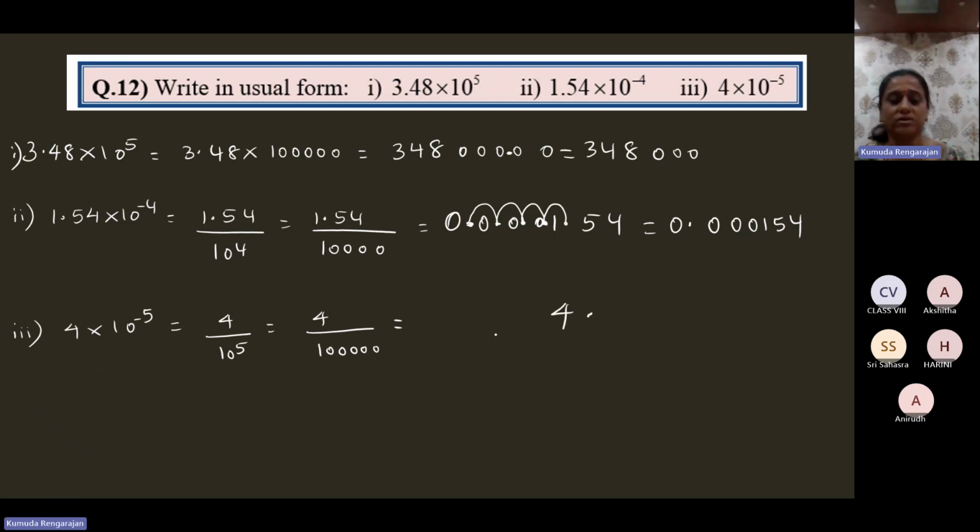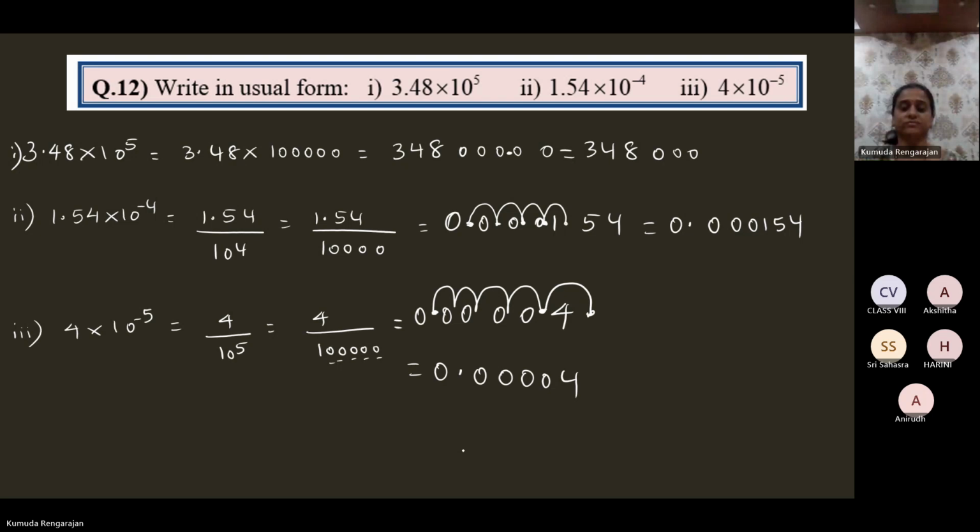The decimal point is here. You'll have to shift it to the left by 1, 2, 3, 4, 5 places. So it's here. 1, 2, 3, 4, 5. And it comes here. Fill these gaps with zeros. So the answer is 0.00004. Okay, ma'am. Yeah, right on.